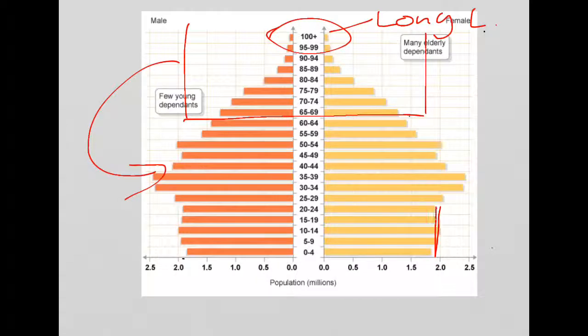Down at the bottom end you can see here that the straight sides in these sections indicate that the birth rate is low and it's staying fairly low, and the straight sides also indicate that there are low death rates throughout this population.